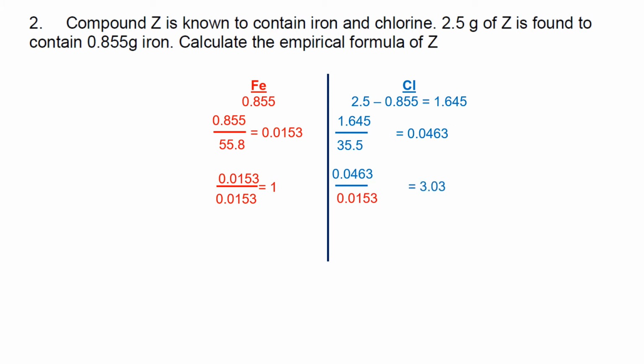Again, we can allow for a bit of experimental error. That is 1 to 3. So it means the formula is FeCl3. Common mistake with an exam question is people forget to write the final answer. They get 1 to 3, but then they don't write the answer. So make sure you write the formula. So in this case, FeCl3.